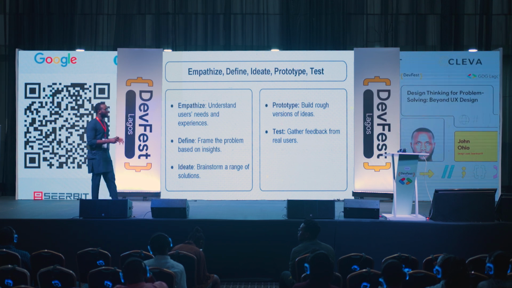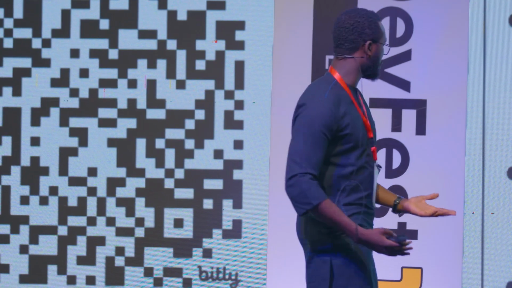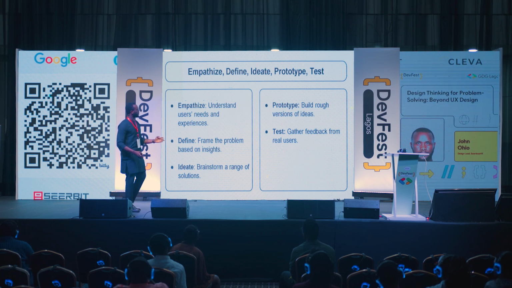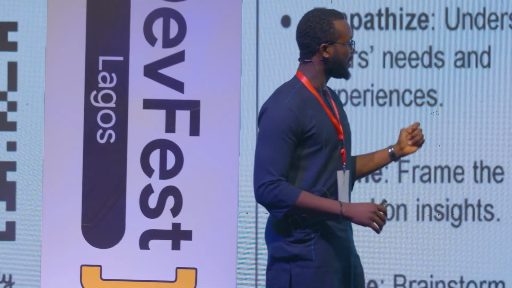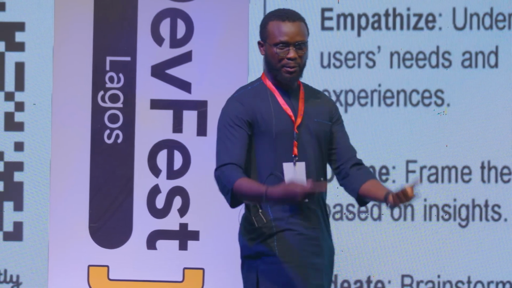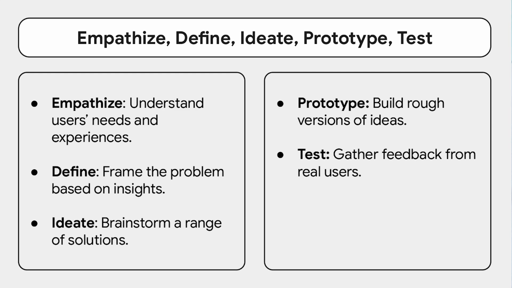So now that you've been able to define what the problem is, you can ideate for potential solutions to this problem. Because you've related with the people facing the problem and defined what the problem is, you are now brainstorming a range of solutions. Then you prototype the potential solutions that would solve the problem. When you prototype it, then you test. You test to gather feedback from the people you've interacted with, that you've created a potential solution for.